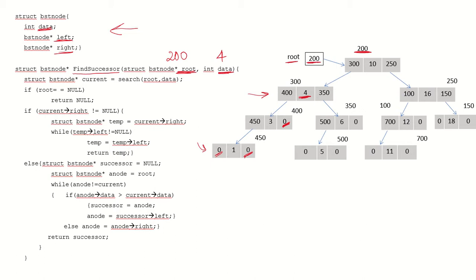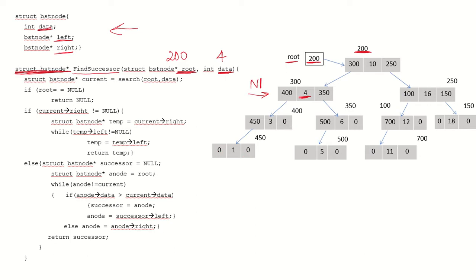And finally, after completion, this function is going to return the address of the node which is the successor of this particular node. Let us call this n1. So whichever node is the successor of this particular node, that address will be passed back to the calling function. So the output parameter or the return parameter is also struct bst node pointer.